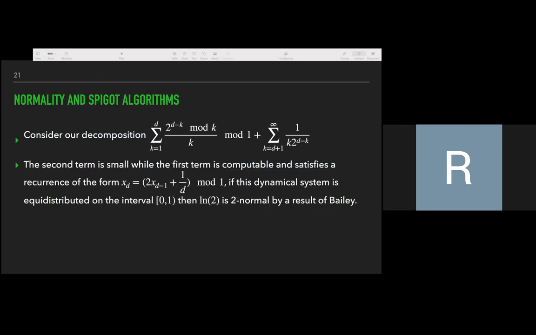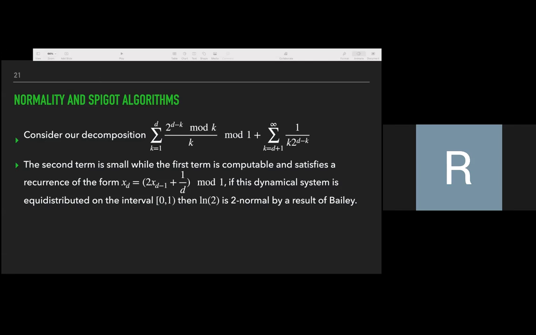For ln of 2, this is the easiest one. Basically, the first term satisfies the following recurrence, where x_d equals 2 x_(d minus 1) plus 1 over d, mod 1. This is a pretty simple dynamical system compared to a lot of the other methods that have been used to try to prove normality and failed. It seems quite simple to work with, so there seems to be a lot of promise with these recurrences.